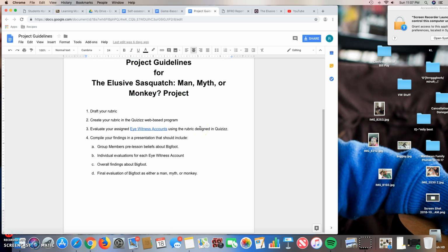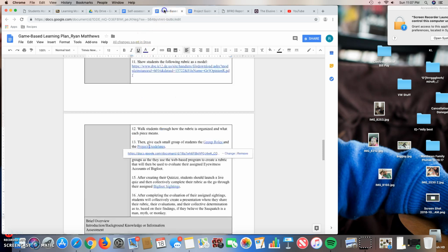So it gives them a nice checklist instead of just a bunch of verbal directions about what they need to do. And the students will be creating their rubric in the Quizizz web-based program. So again, they can involve that game again, but also because it's going to let them evaluate all the eyewitness accounts collectively at the same time. So they are adding a peer review process to their evaluation.